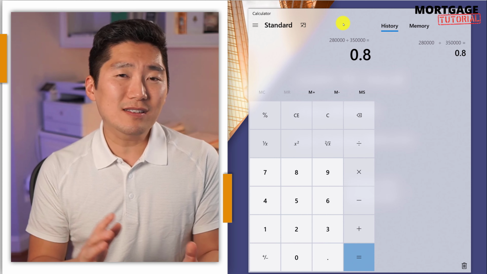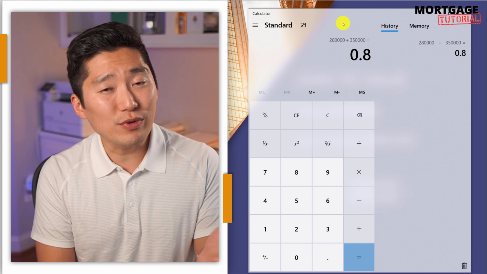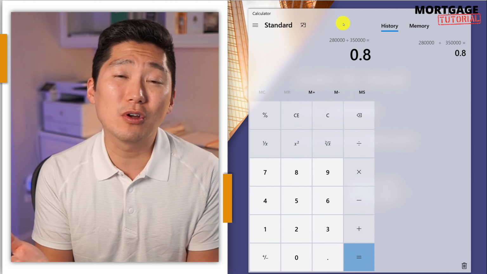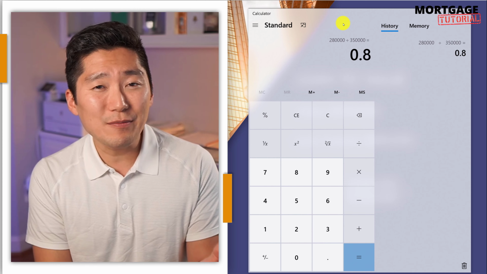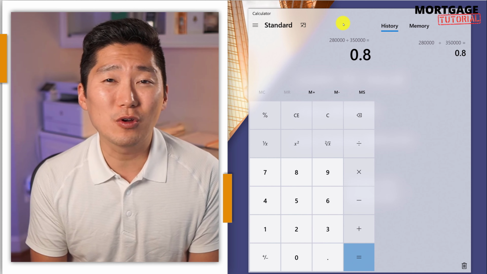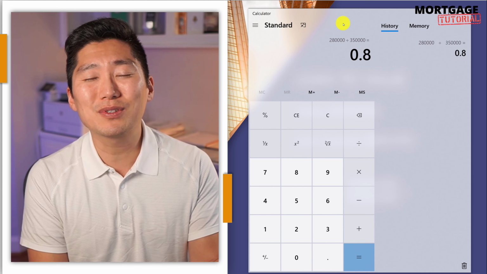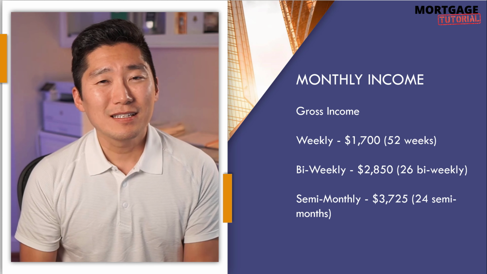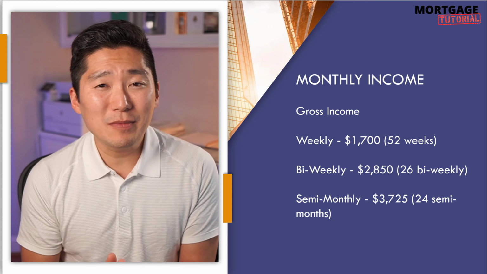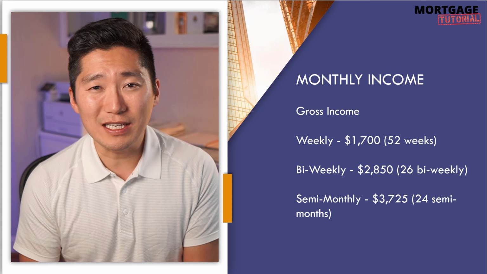Now you can look at this in reverse, which is how much down payment you bring to the table. If you bring 3% down payment, that means your loan to value ratio is going to be 97%. If you bring 5% in down payment, that means your loan to value ratio is going to be 95%. And again, if you bring 10% in down payment, that means your loan to value ratio is going to be 90%.